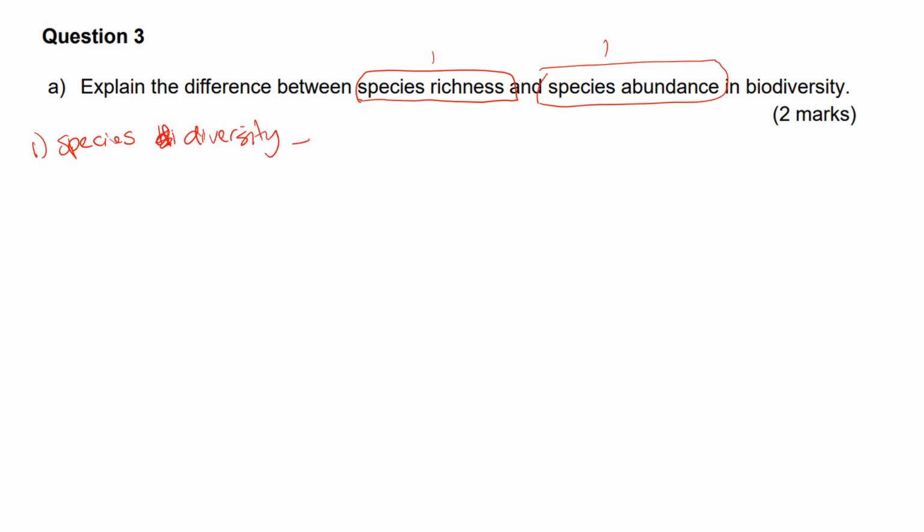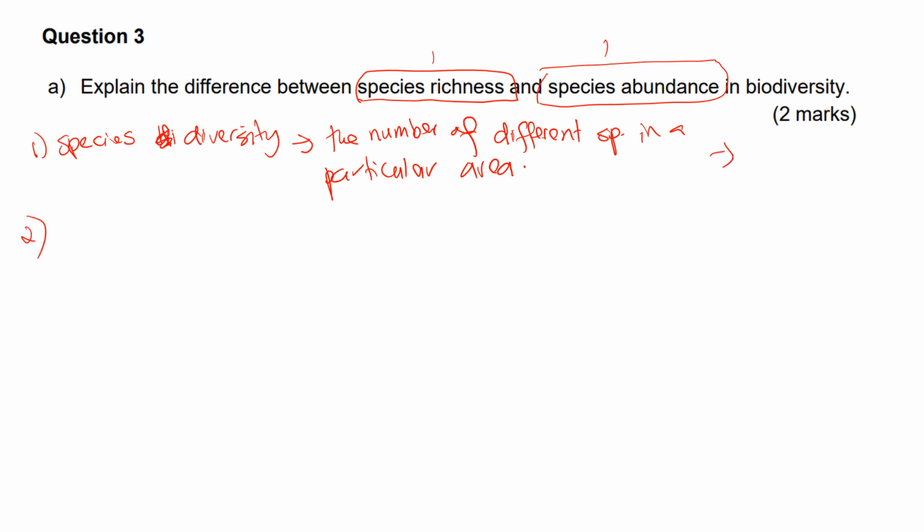So for species diversity, okay, it is basically the number of different species in a particular area. Okay, so that is for 1 mark. And then for the second term, which is species abundance, okay, it is the number of individuals in each species.